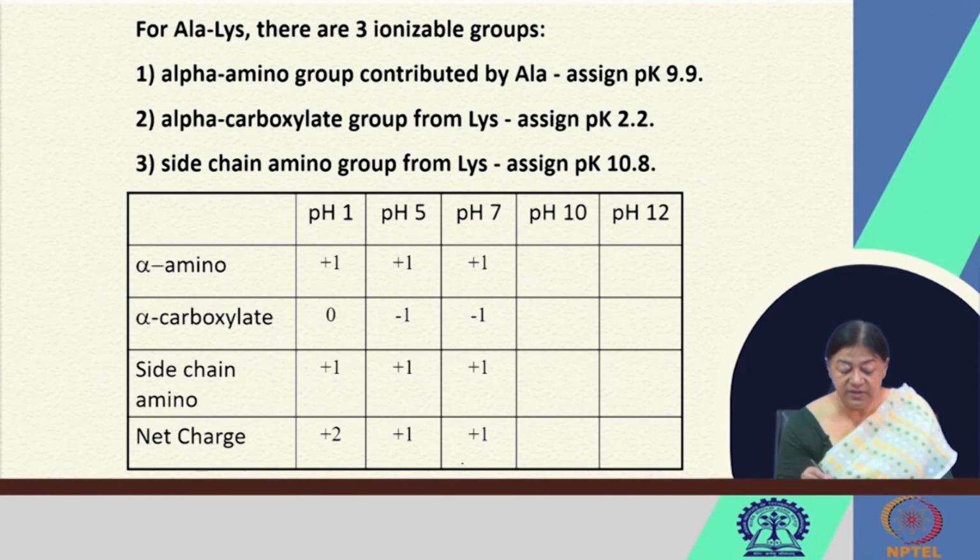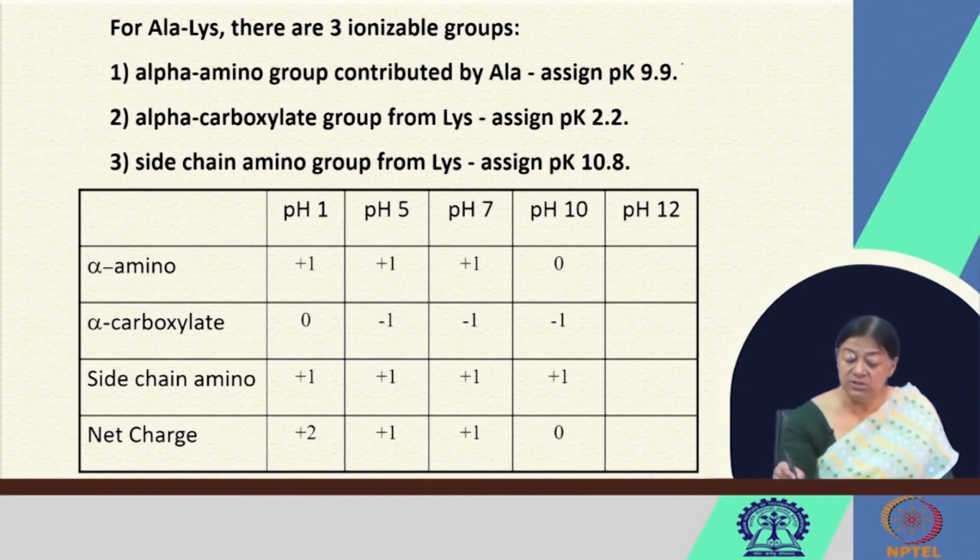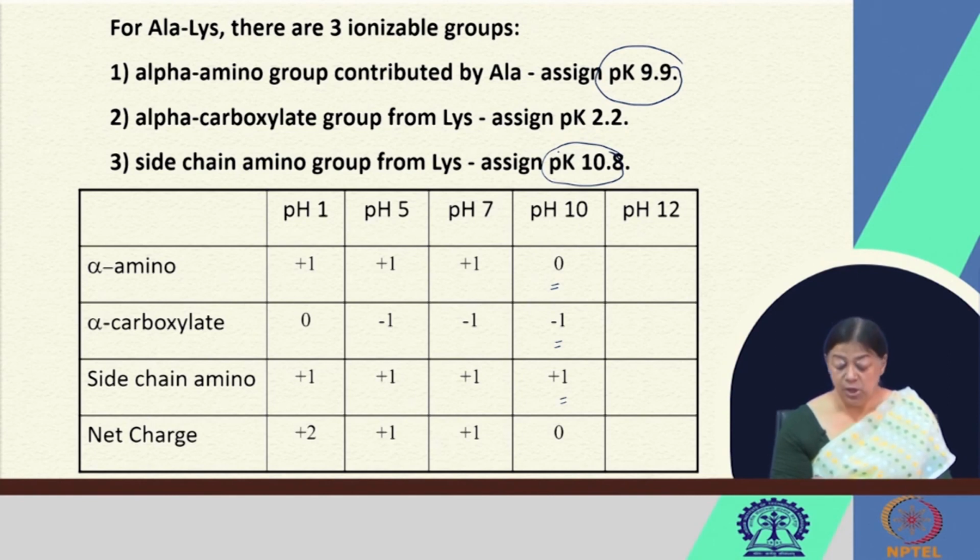If we look at the values at pH 7, we see that the alpha amino group still does not lose its proton. The alpha carboxylate group has already lost its proton, so it retains this charge. The side chain amino group has not lost its proton, so it is still +1 and the overall charge is still +1. At pH 10 now, we have lost this proton. So, the charge is now 0. This is -1. This is still +1 because we have not exceeded the pK value of lysine. So, the overall charge is 0, rendering this dipeptide neutral at this pH.